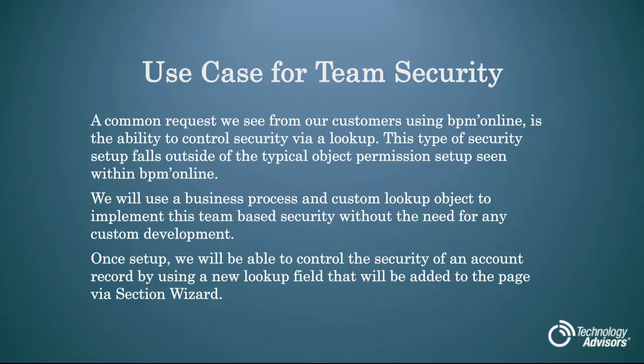It's still going to use a lookup to control that security, and I think it'll make more sense in just a moment. So like I said, this does fall outside of the typical object permission setups that we typically see in BPM Online. Since we are going to be using a business process and a custom lookup, there is no need for any sort of custom development. Once we do have everything set up, we are going to be able to control the security of an account record by using the new lookup field that we're going to add to the page via Section Wizard. Let's go ahead and get right into it.